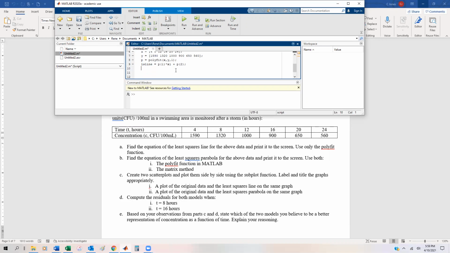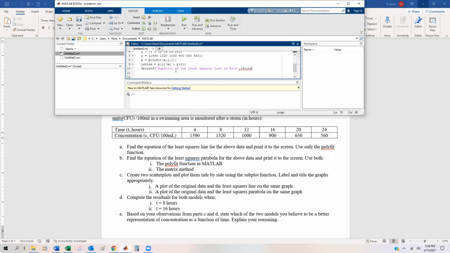And finally, we're going to say in fprintf that the equation of the least squares line is %s, and we're going to \n, and we're going to say that s is going to call LS line.